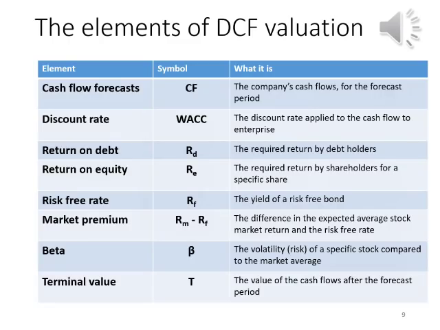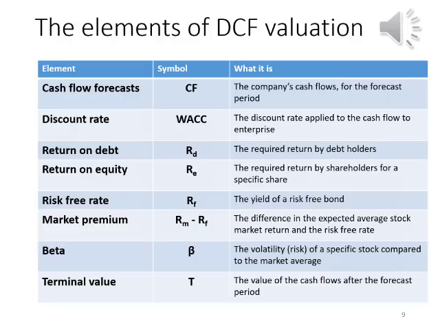The elements of DCF valuation are shown in the table in this slide. Cash flow forecast, symbol CF, refers to the company's cash flows for the forecast period. Discount rate, symbol WACC, refers to the discount rate which is applied to the cash flow to the enterprise, meaning the cash flows that are both for the bondholders as well as the equity holders. Return on debt, RD, is the required return by holders of company debt. Return on equity, RE, is the required return by shareholders for the shares in that company.